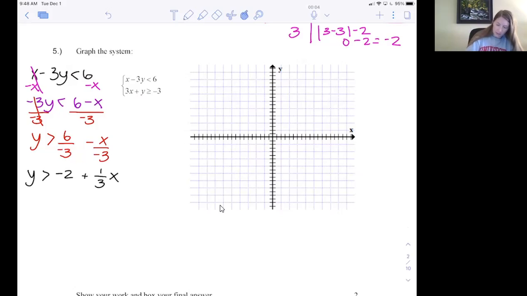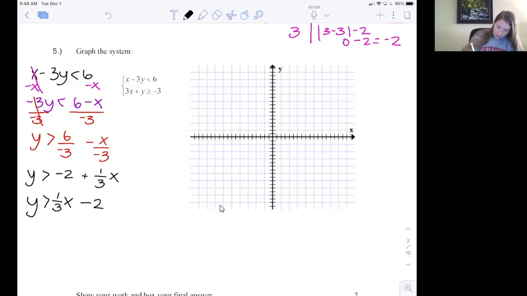If that's confusing to you, this right here is the same thing. You can use this and graph it. That's totally fine. I just saw negative over negative. And in fact, I'm going to change it even more just because I like to have my 1/3, my slope, in front and my y-intercept behind. Okay, so that's one of them.